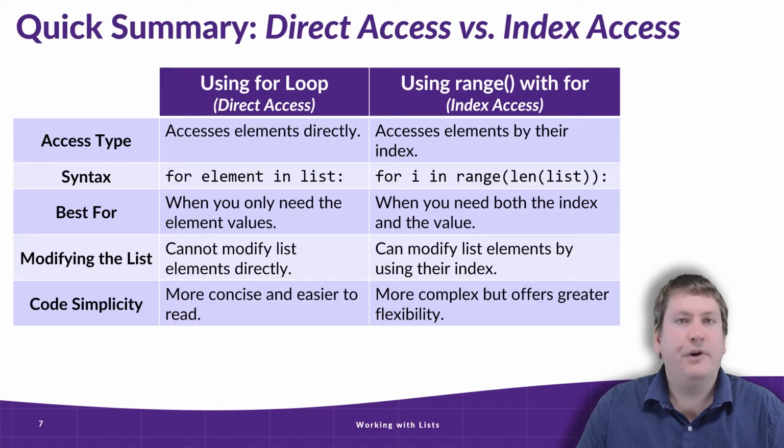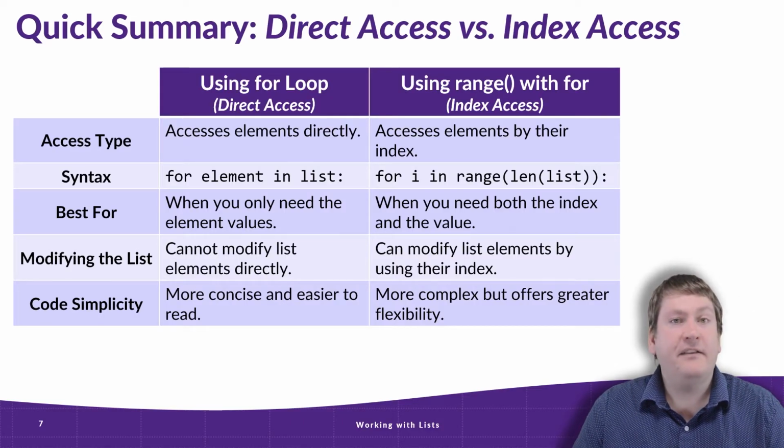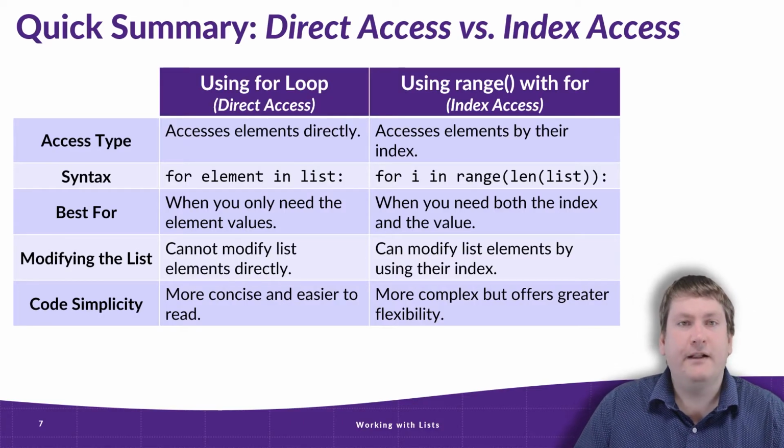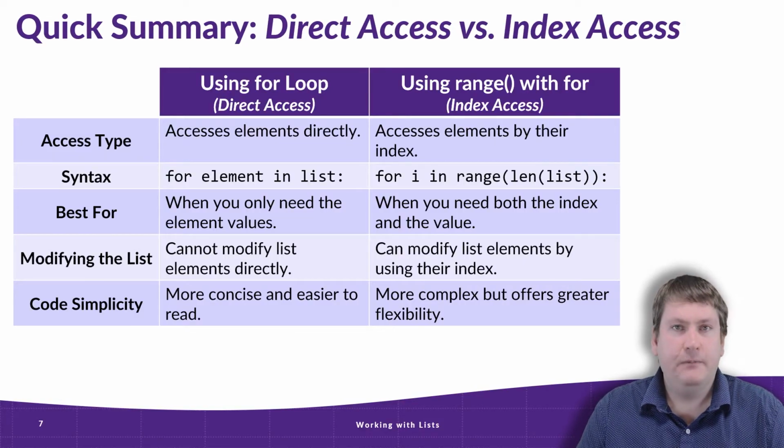So to give you a quick summary of these two different methods that we covered, direct access and indirect access in a loop: direct access accesses each element's value directly. The syntax is for element in list, and this works best when you only need the element values and you don't need to update the list at all. The advantage is more concise and easier to read code, but we lose access to that index value.